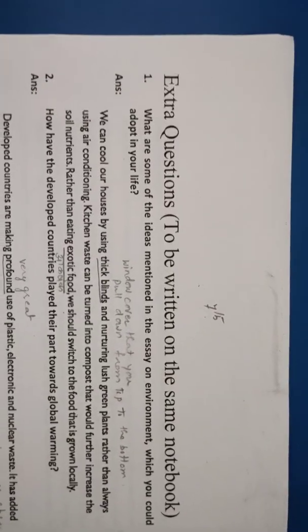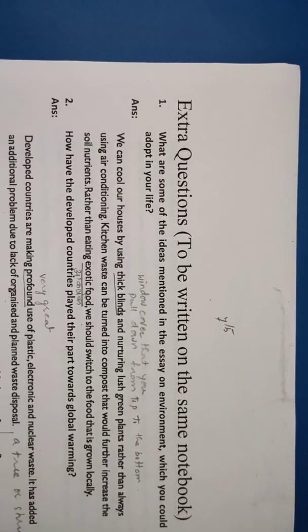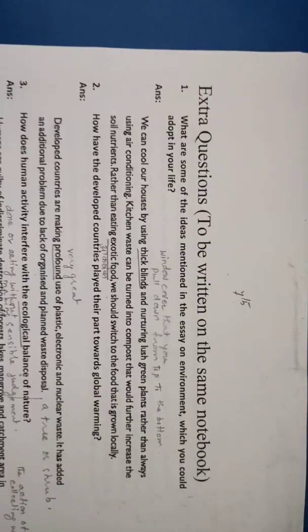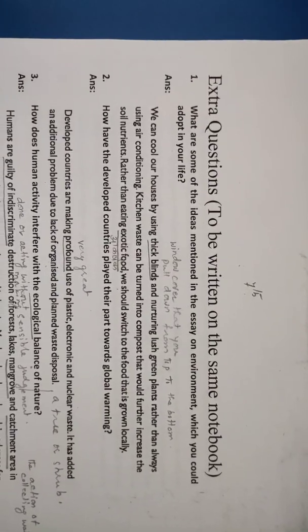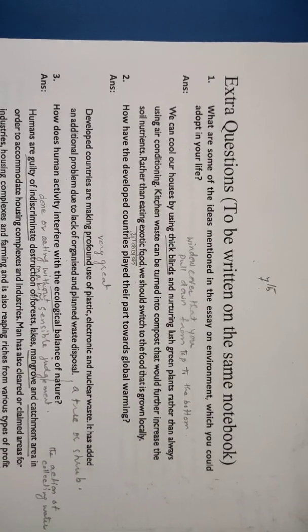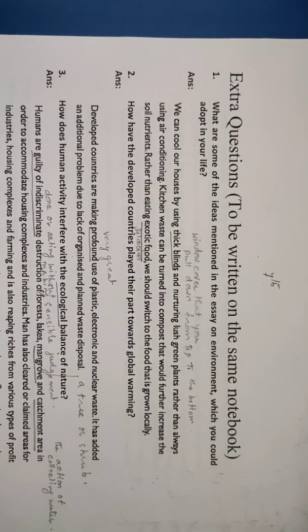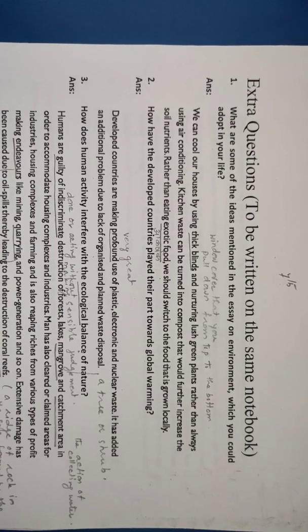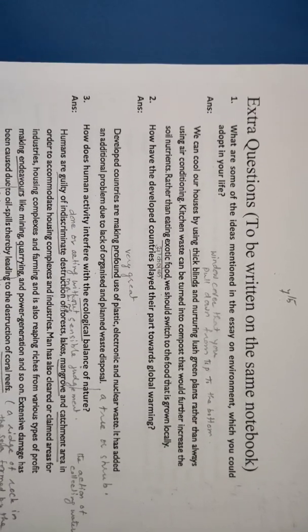It says, what are some of the ideas mentioned in the essay on environment which you could adopt in your life? This is basically taken from the book itself, so you can write in your own words also. So your first work is to underline the new words and look into the dictionary for the meanings.